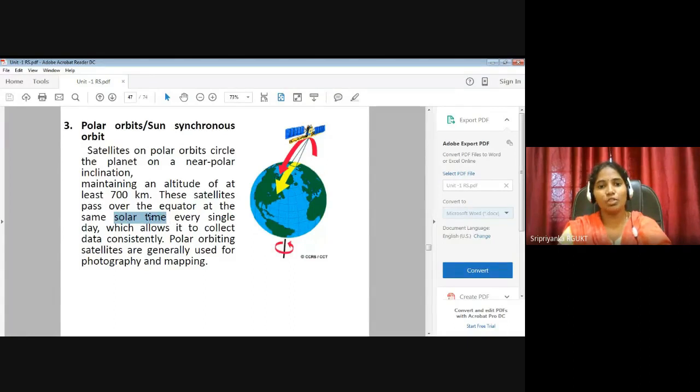These satellites pass over the equator at the same solar time every single day, which allows you to connect the data consistently. Okay, orbiting satellites are generally used for photography and mapping.